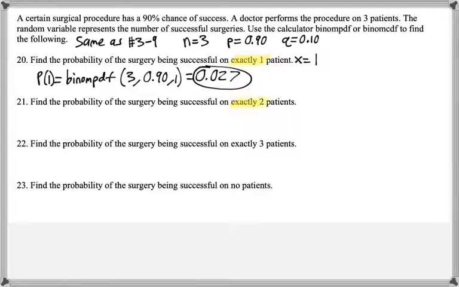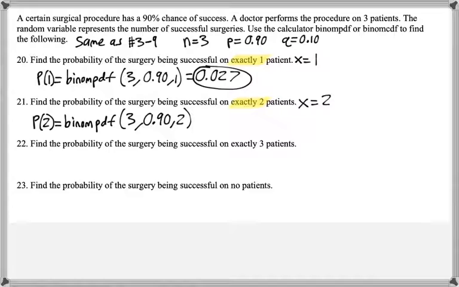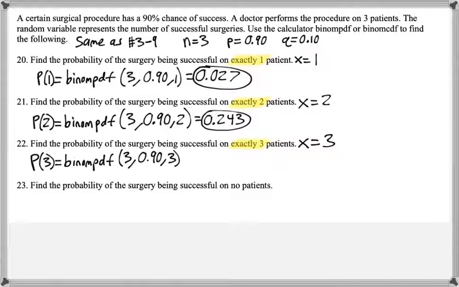Exactly 2 patients means that x is equal to 2. So we would type binomial PDF 3, 0.9, 2, and that would be 0.243. Exactly 3 means x is equal to 3. So we would type binomial PDF 3, 0.9, 3.